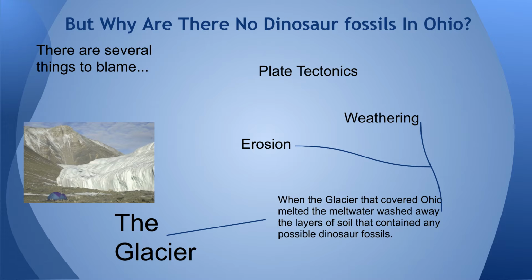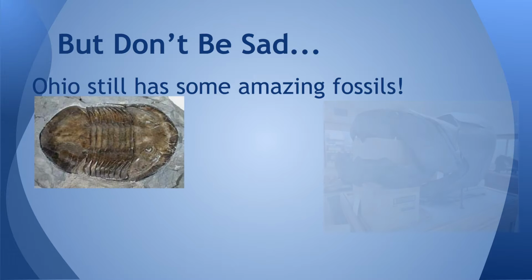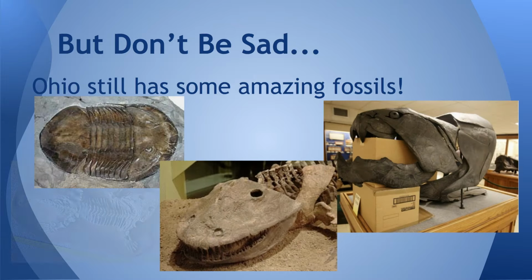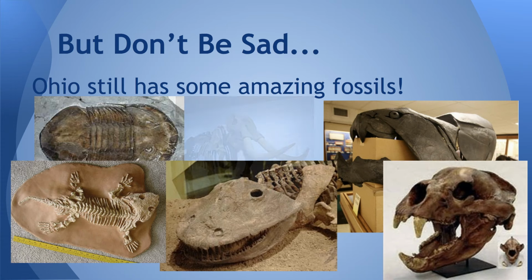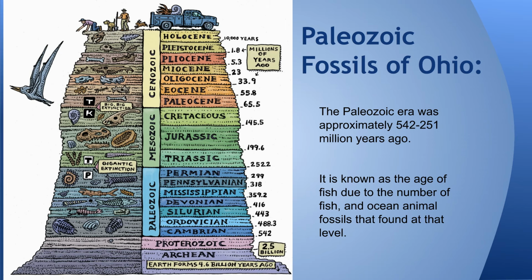That would be like if I took our creek from the classroom and I just dumped a giant bucket of water on there. It's going to wash everything away. It is gone. But don't be sad. Ohio still has some amazing fossils like that guy, that guy, that guy. This one, that was good. That's a good one right there. So we're going to be talking about all of these. We have great examples from Paleozoic and Cenozoic, but no Mesozoic at all.